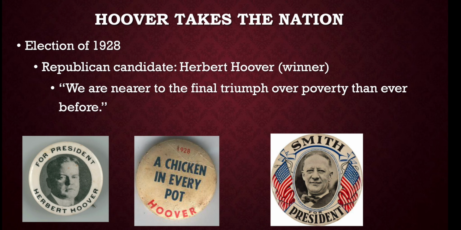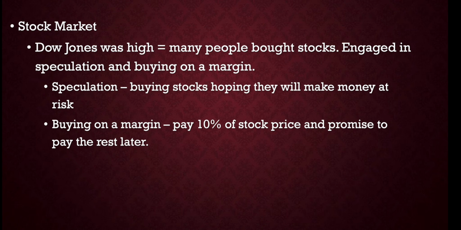And then you have issues on the stock market. The Dow Jones is the indicator of how well the stock market was doing throughout the 1920s. The Dow Jones was high because many people were buying stocks, and a lot of people were buying stocks through speculation and buying on margin. Speculation is when you're buying a stock for a certain price and hoping that it's going to make money.